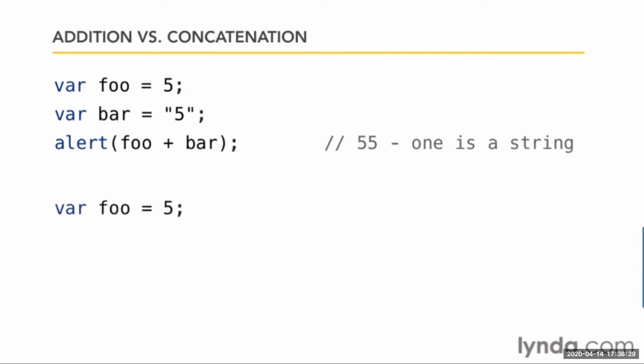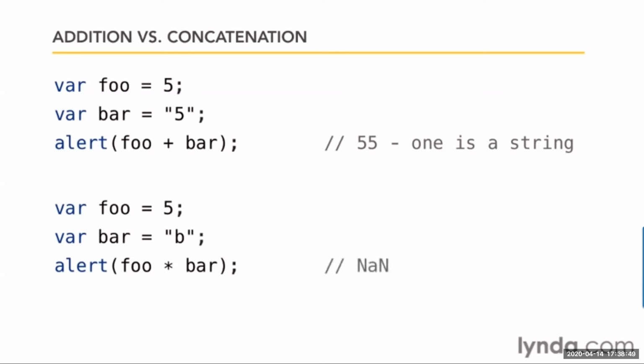And it can get even a bit more involved if you try to do something that just doesn't make sense. We create a variable foo equal to 5. We create variable bar equal to the letter B. And then we try to alert foo times bar, foo multiplied by bar. Well, concatenation doesn't work here. What you're actually going to get is the value uppercase N, lowercase a, uppercase N. NaN: not a number. It's how JavaScript will represent something that just doesn't make sense. JavaScript has this built-in idea of something being not a number.